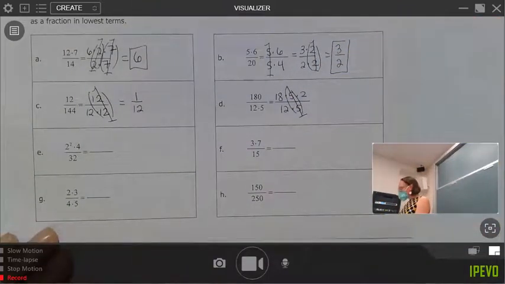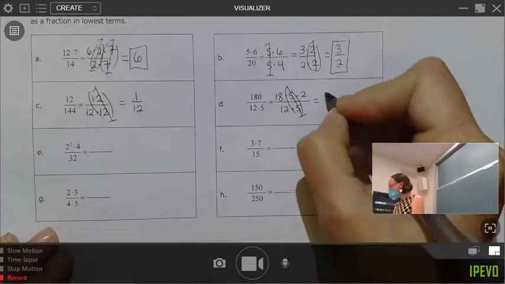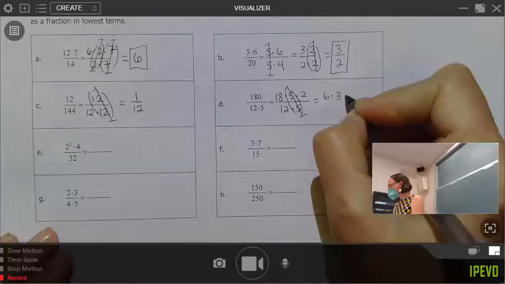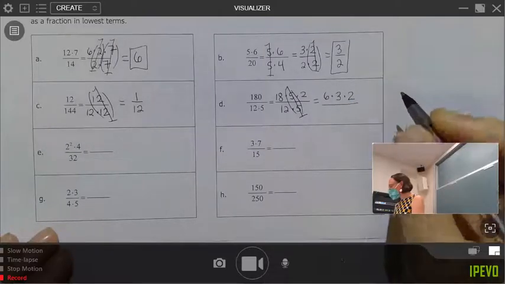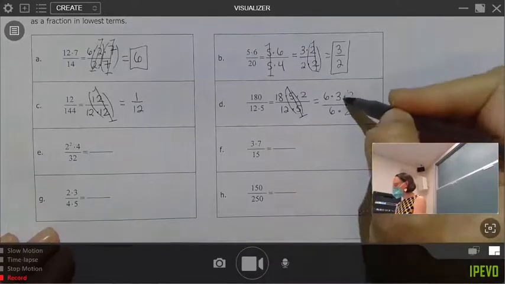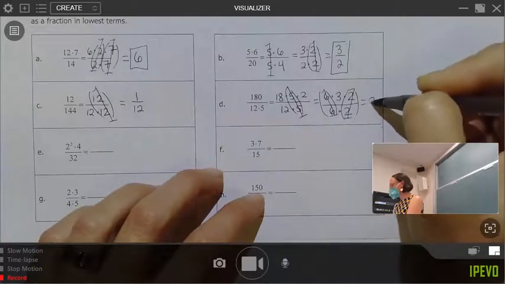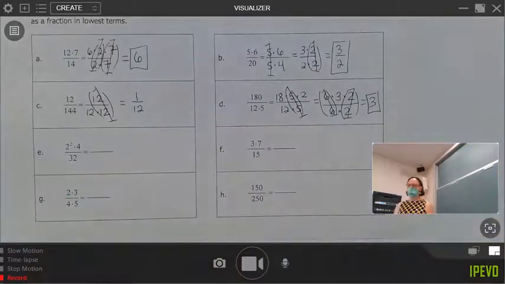So now I've captured a 1. Now I still have choices, but that 18, that I can now break into 6 times 3. And then on the bottom, that 12, I can break into a 6 times 2. And that's going to give me 2 more of those 1s. So my final answer that I get is 3.